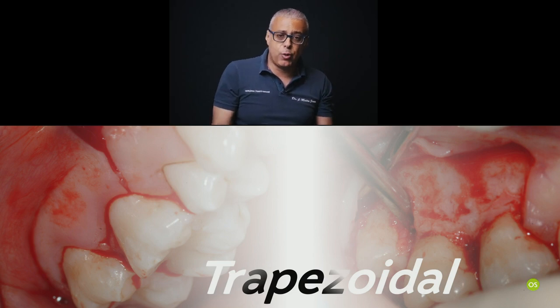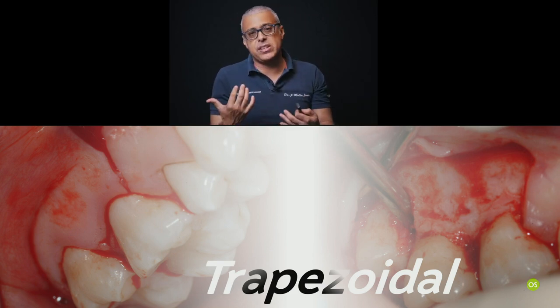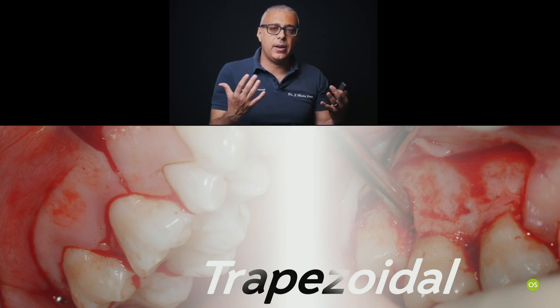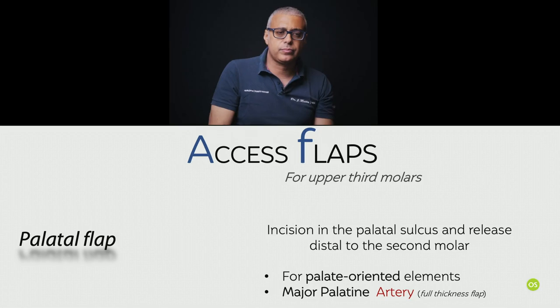It exposes much more bone. It gives us the possibility to perform bone guttering and also sectioning of the tooth, because the visibility is much wider, and there's a minor risk of creating lacerations or cutting of the soft tissues.